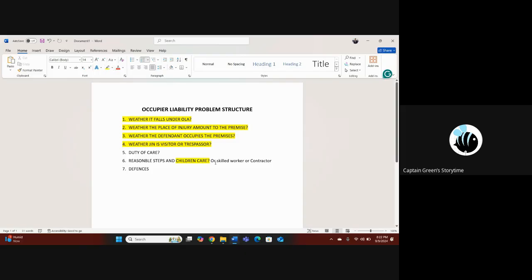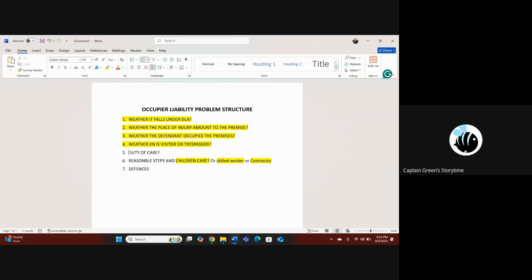Then there is a separate situation of a skilled worker, whether the facts fall under a skilled worker or a contractor. After this step, you have to choose whether the person is a skilled worker, a child, or a contractor. Then according to that, you have to check whether the duty has been fulfilled and whether reasonable steps have been taken. For example, in the case of a contractor and skilled worker, the reasonable steps are to check whether the work he is doing is proper or not, and whether he is a skilled person or not.